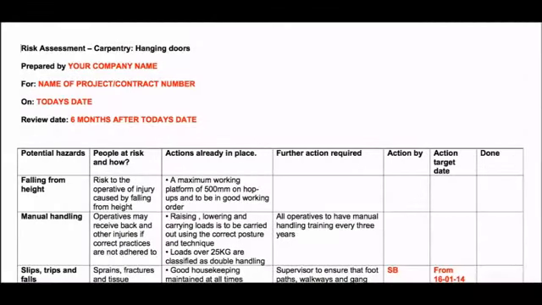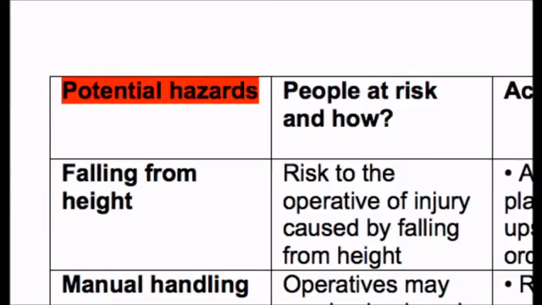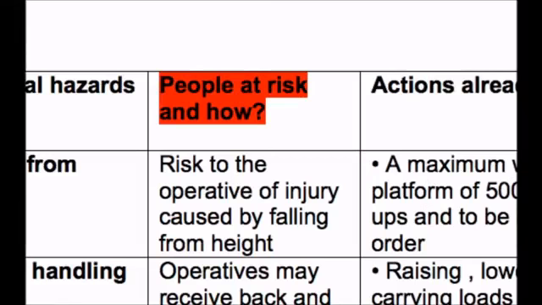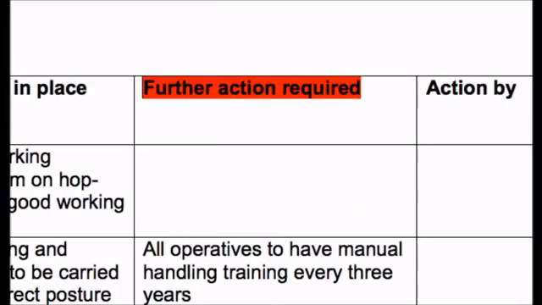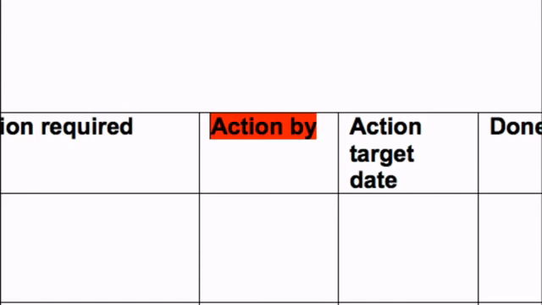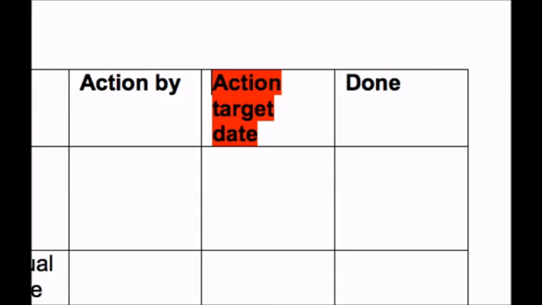The document I'm about to fill in shows us the hazards involved while carrying out a specific task. It shows us who's at risk. It shows us what actions are in place to reduce risk. It shows us what further action is required. It tells us who should implement additional safety controls. It tells us when additional safety controls should be implemented.